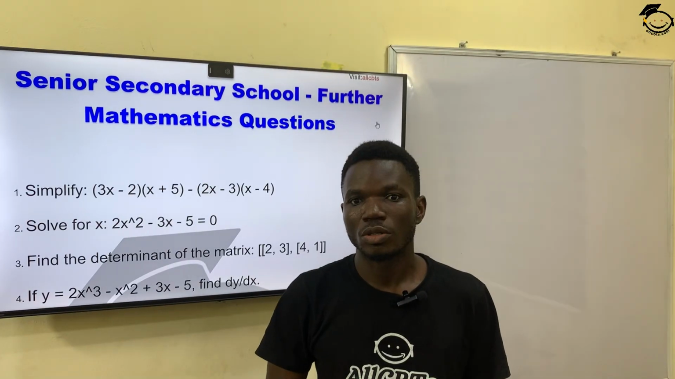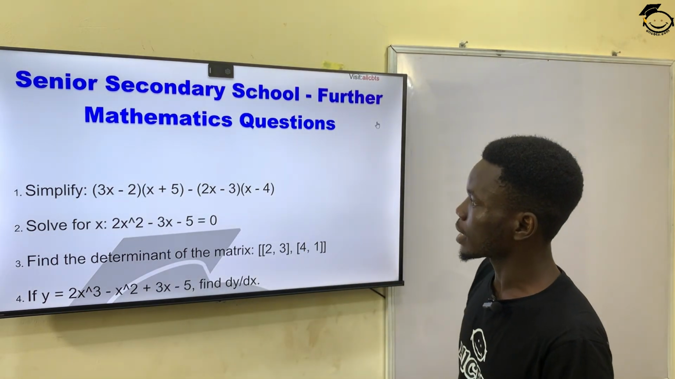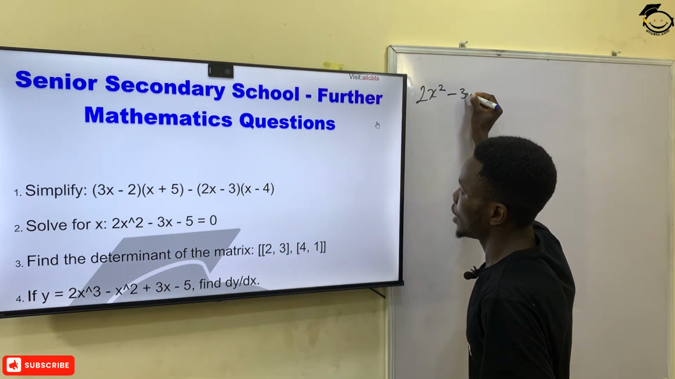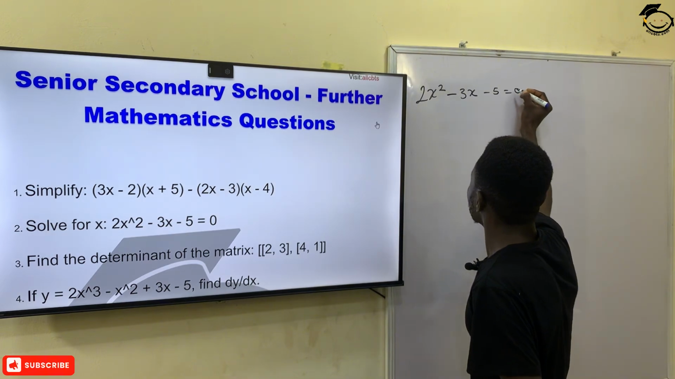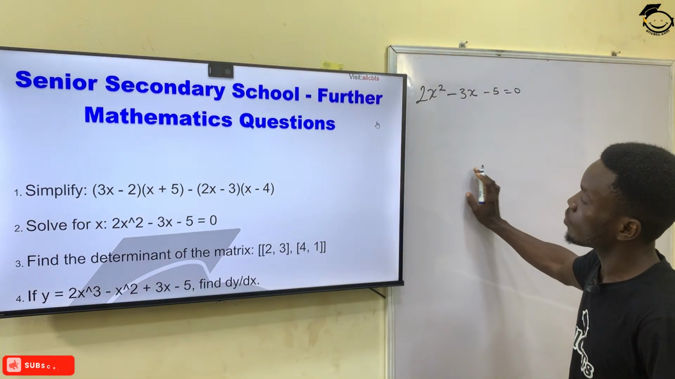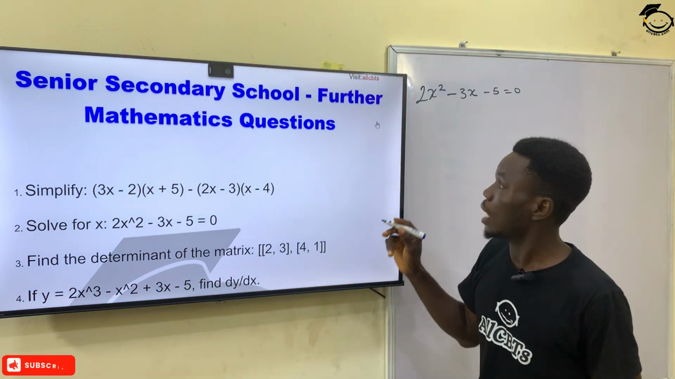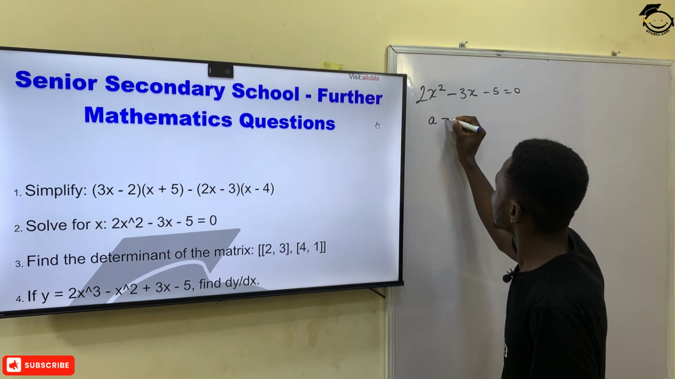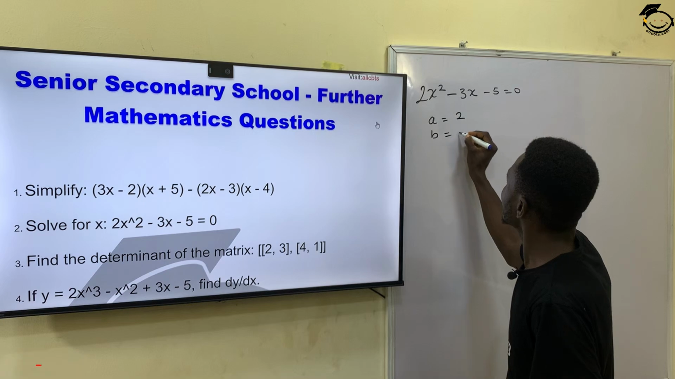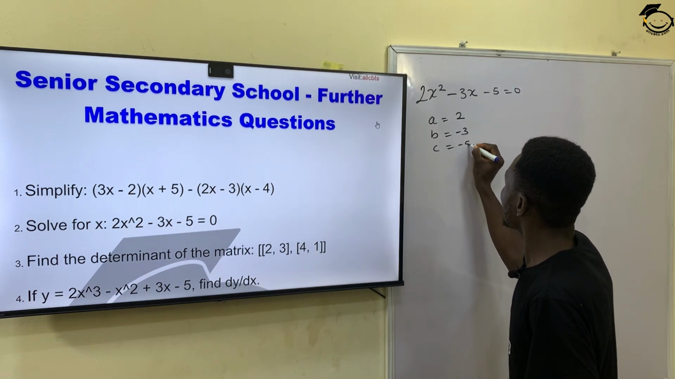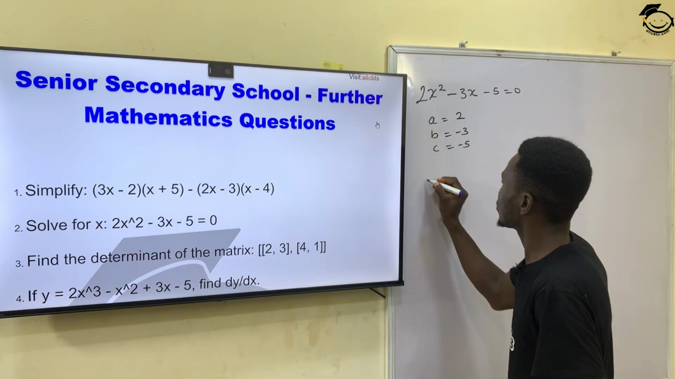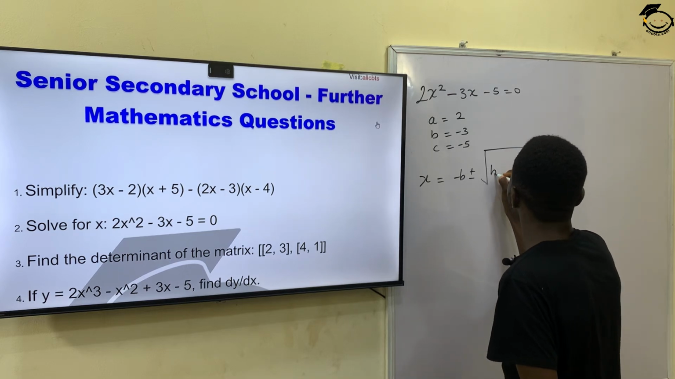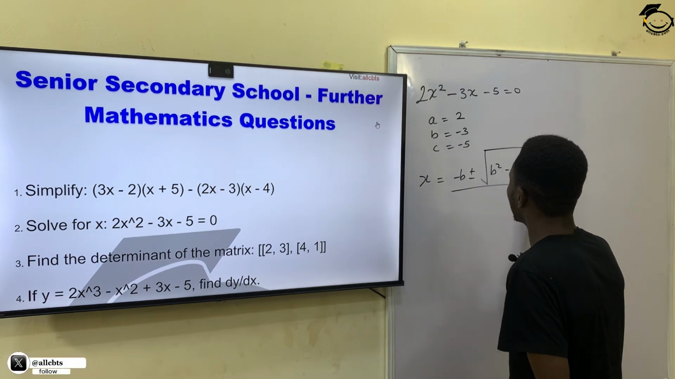So that takes us to question number 2, which says solve for x in 2x squared minus 3x minus 5 is equal to 0. So the simplest way to solve this question is to use the quadratic equation formula. So the first thing we are going to do is to bring out the variables. So my a in this question is 2, my b is minus 3, and my c is minus 5. And in the quadratic equation formula, we said that x is equal to minus b plus or minus square root of b squared minus 4ac all over 2a.